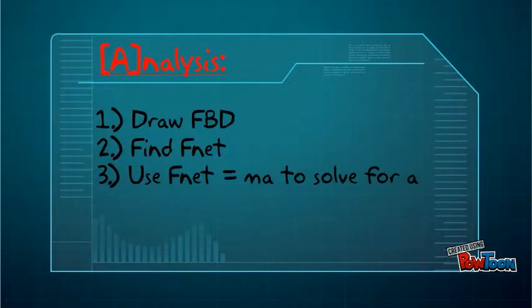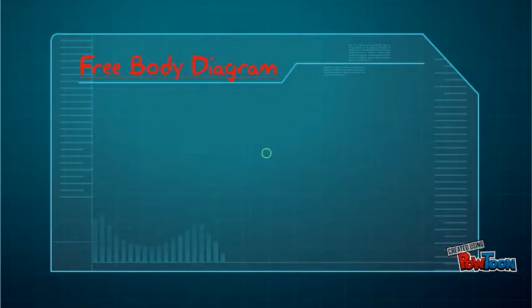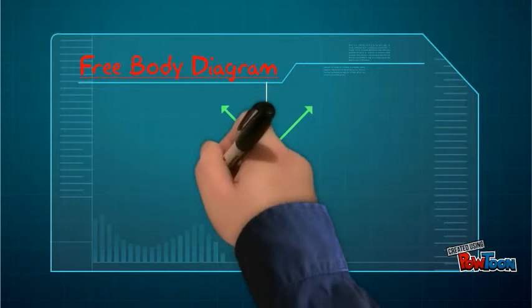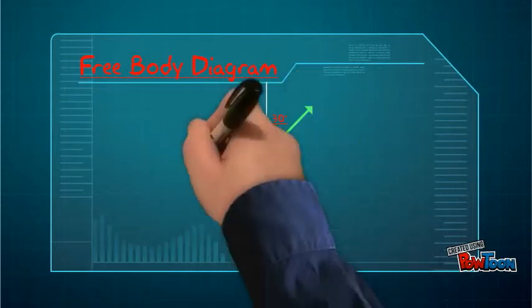Now, how will we do this? First, draw a free body diagram, then define net force and solve for acceleration. Here is the free body diagram. Those are the two tension forces from the ropes, and that is the force of gravity. The angle between these tension forces is 30 degrees.